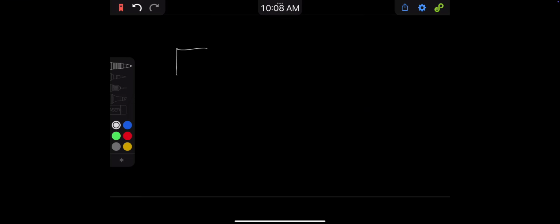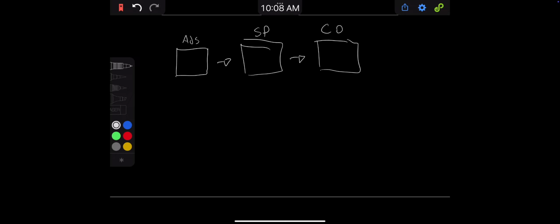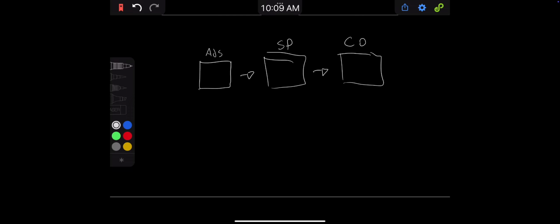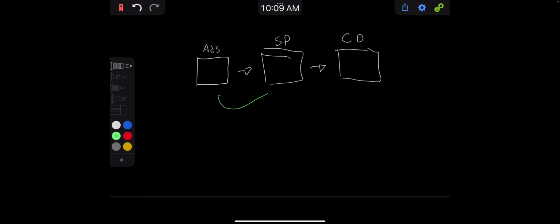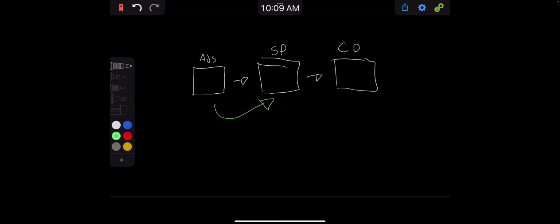So our three key areas are first our ads, which lead to our sales page, which leads to our checkout page, right? So ads, SP for sales page, CO for checkout. So these are our three areas. Now our ads' job is to get people to our sales page. So when we're looking at our ads, if we're not getting sales, we need to look and say, okay, is our ad getting people to the sales page?